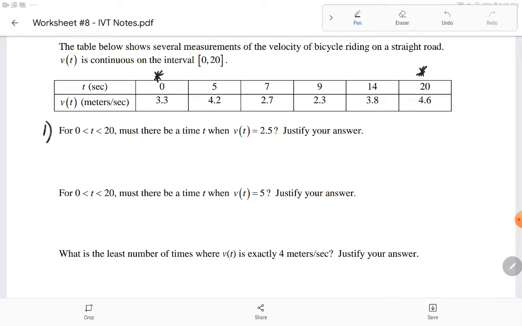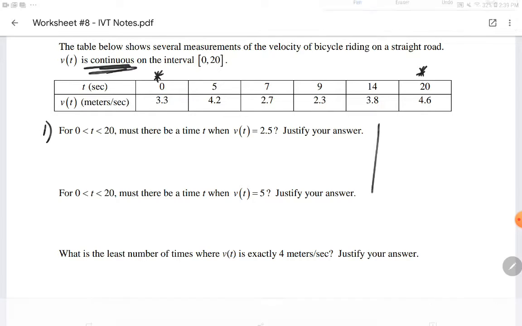Okay, so we are using the IVT, so we need to identify first, yes, this is continuous on this interval, meaning it's going to be a connected graph from 0 to 20, and that means, by IVT, all of the y values will be hit. That means everything between the lowest y value that exists and the highest y value that exists will be hit. I know it's kind of hard to picture, so why don't we just sketch this, plot these points and see what they look like.